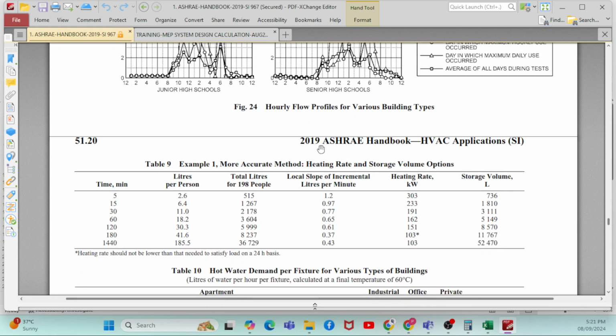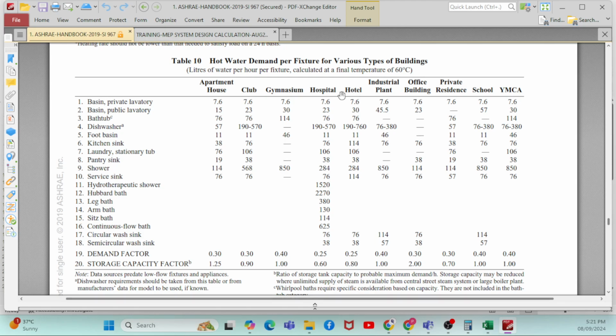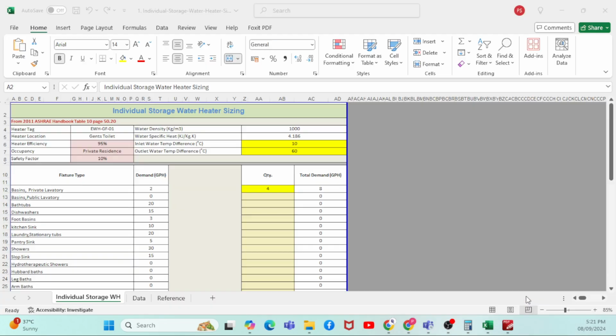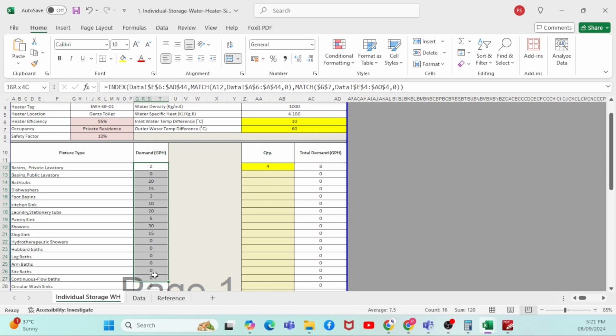You can see the 2019 ASHRAE Handbook Applications, based on that. Here you can see all the categories, all the types of buildings and all the types of plumbing fixtures, and what amount will be consumed. Based on that, our calculation sheet is prepared. If I go to the individual water heater, you can see the different types of fixtures here. And you can see the capacity, right? How much flow rate is required, how much capacity is required, how much storage is required.